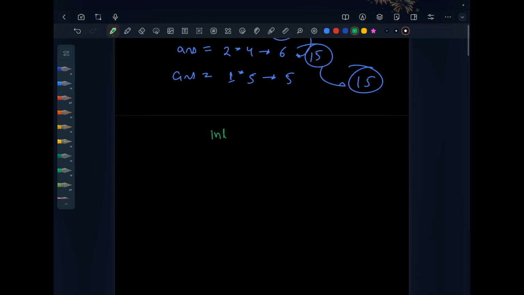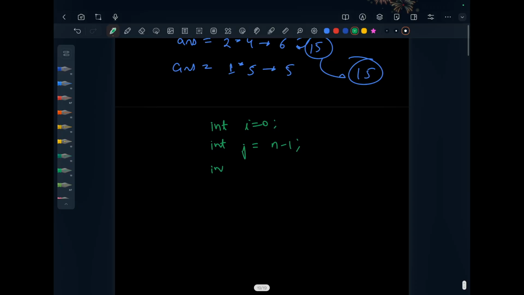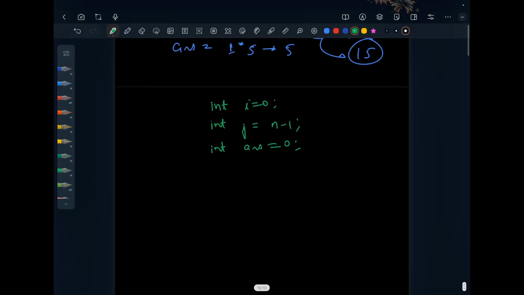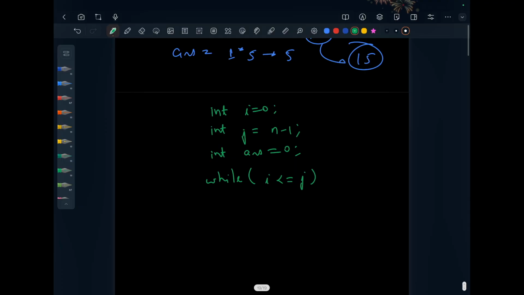So we have int i equals 0, which we are starting from the first. Then we have j equals n minus 1, which we are starting from the end. And we have answer, which is storing the maximum amount of water. Now we will be running our loop, in which we will check if i is less than or equal to j, I will keep running my loop. As j becomes less than i, that means they crossed each other.